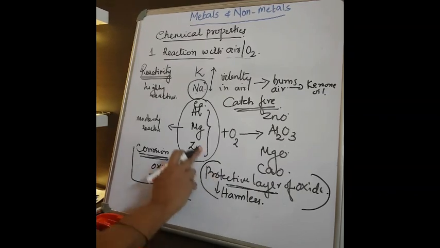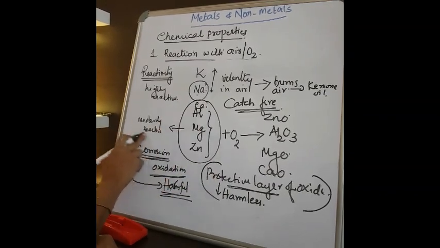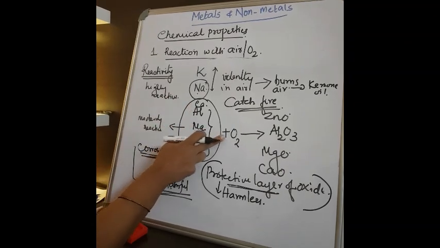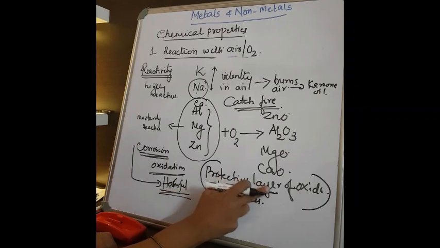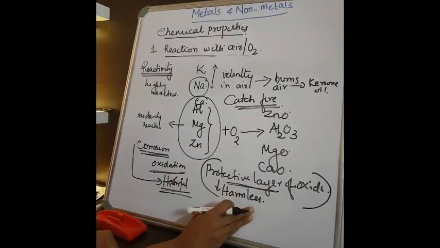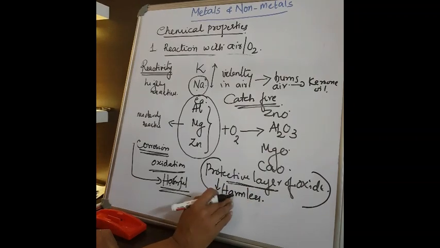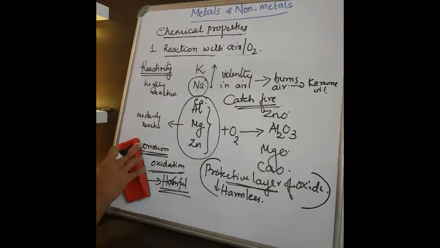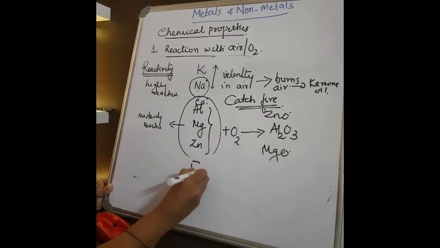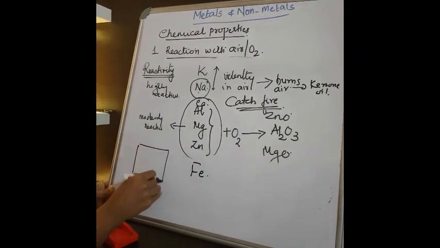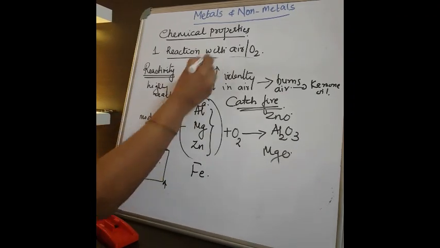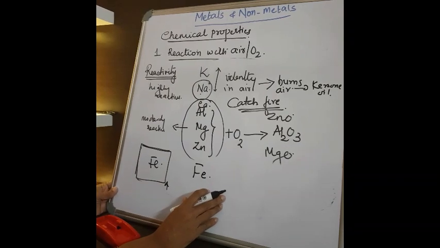Okay, so here what happens, the moderately reactive metals like calcium, aluminum, magnesium, zinc, etc. will react with oxygen to form a protective layer of their oxide, which prevents further oxidation. Clear? Okay. Next comes iron. Now, if you burn iron in oxygen, what will happen? If you burn a block of iron, what will happen? Or if it reacts with air, what will happen?